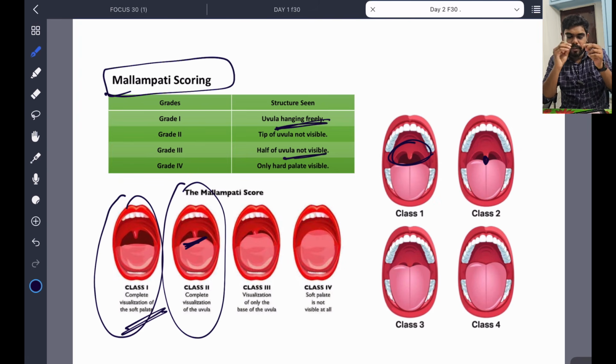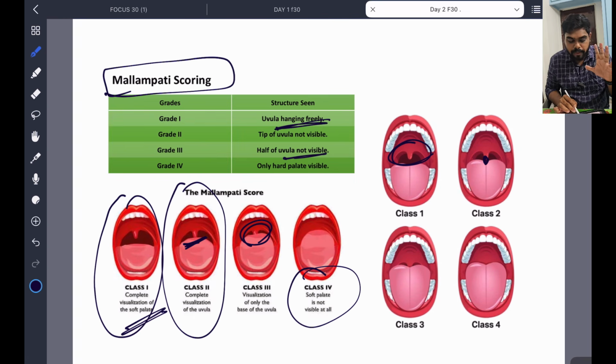There just the tip was not visible. Here half of the uvula is not visible. Class 3. And class 4, the soft palate is not visible at all. Only the hard palate is visible. So we have 4 grades of Mallampati scoring. The uvula is freely hanging. The soft palate is easily visible. That is grade 1. And the tip of the uvula is just missing.